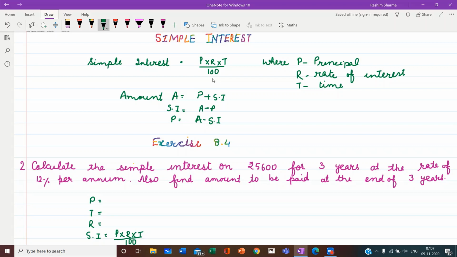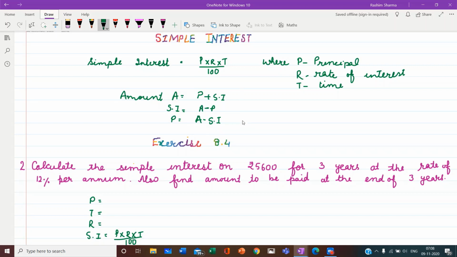When this simple interest is added to the money borrowed, that means principal, it becomes amount. Amount is equal to principal plus simple interest. And with the same formula, if we shift principal to the other side, when we have to find simple interest, simple interest becomes amount minus principal. In the same way, we can find principal by amount minus simple interest.